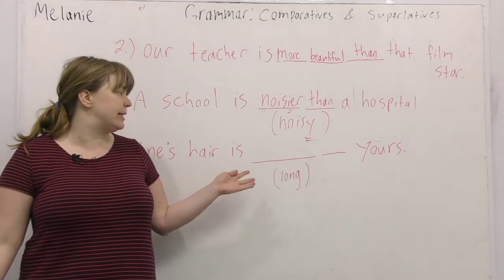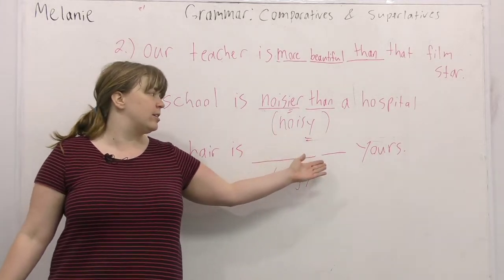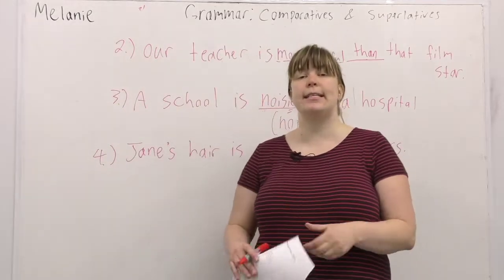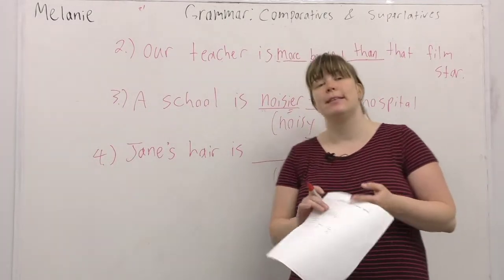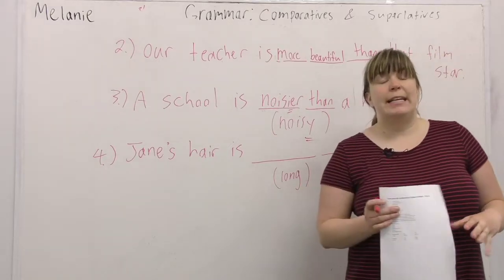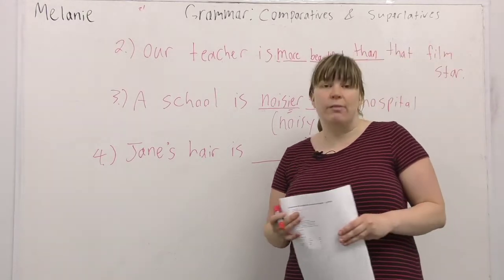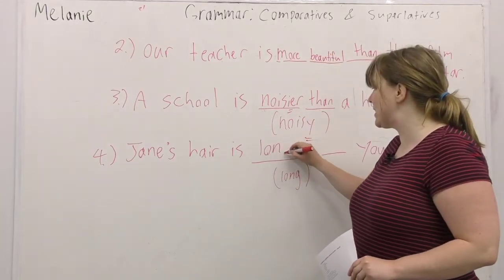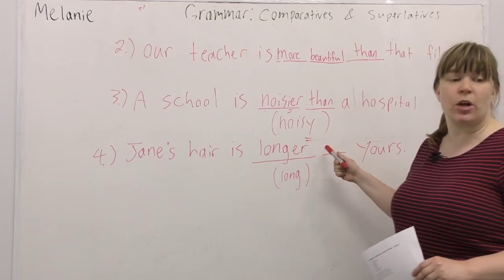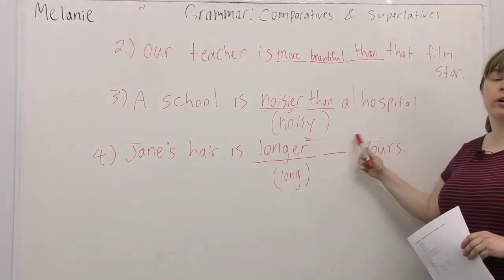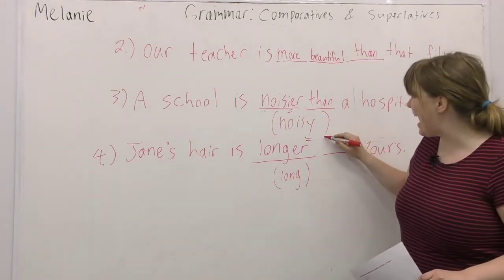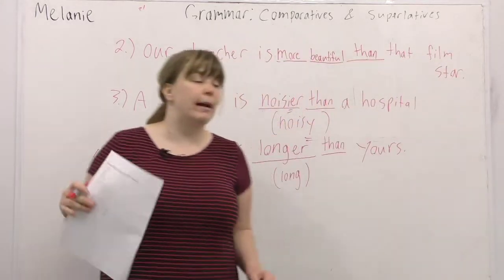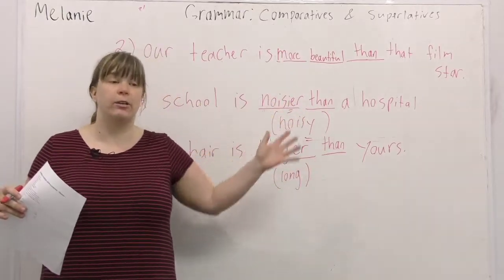All right. And did anyone try to do number 4? Jane's hair is something yours. Long. Let's see. This is one syllable, long. So all we have to do is add ER. So that means, yes, I see someone wrote longer. Yes, thank you. Jane's hair is longer. Longer, don't forget, than. Longer than yours.